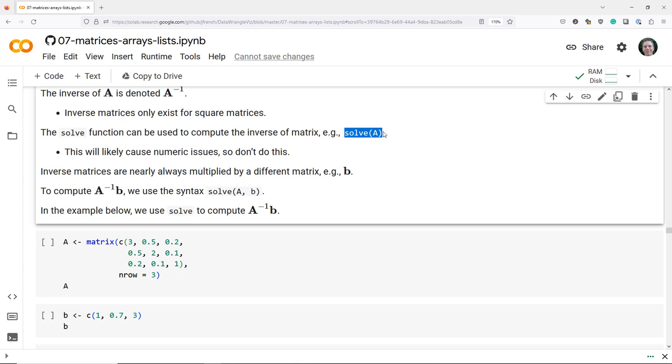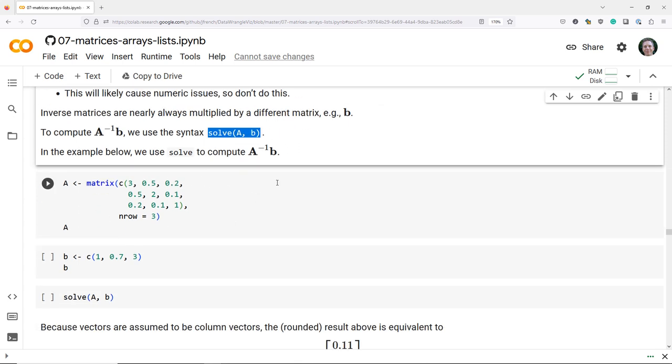In practice, almost always, when you look at the formula that you're trying to compute that has an inverse in it, nearly always the inverse of your matrix is going to be multiplied by another matrix, which we'll call b. I use lowercase here because we're going to be talking about multiplying it by a vector, but it could be any other matrix in general. So to compute A inverse b, we can use the syntax solve(A, b). And that's how we compute A inverse multiplied by b.